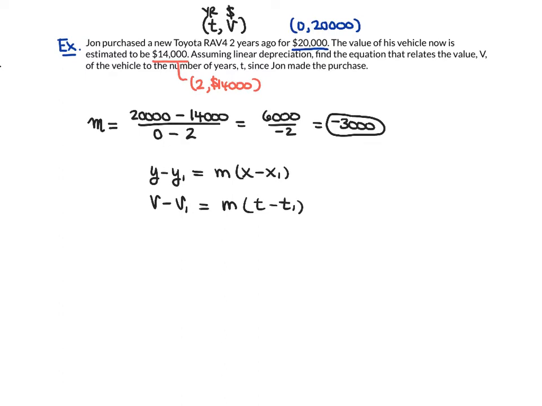And so you need to pick one of your ordered pairs to use. It doesn't matter which one. So, if you use v1 and t1, this would be your initial time, t1, and this would be your initial value, v1. So we can input those.